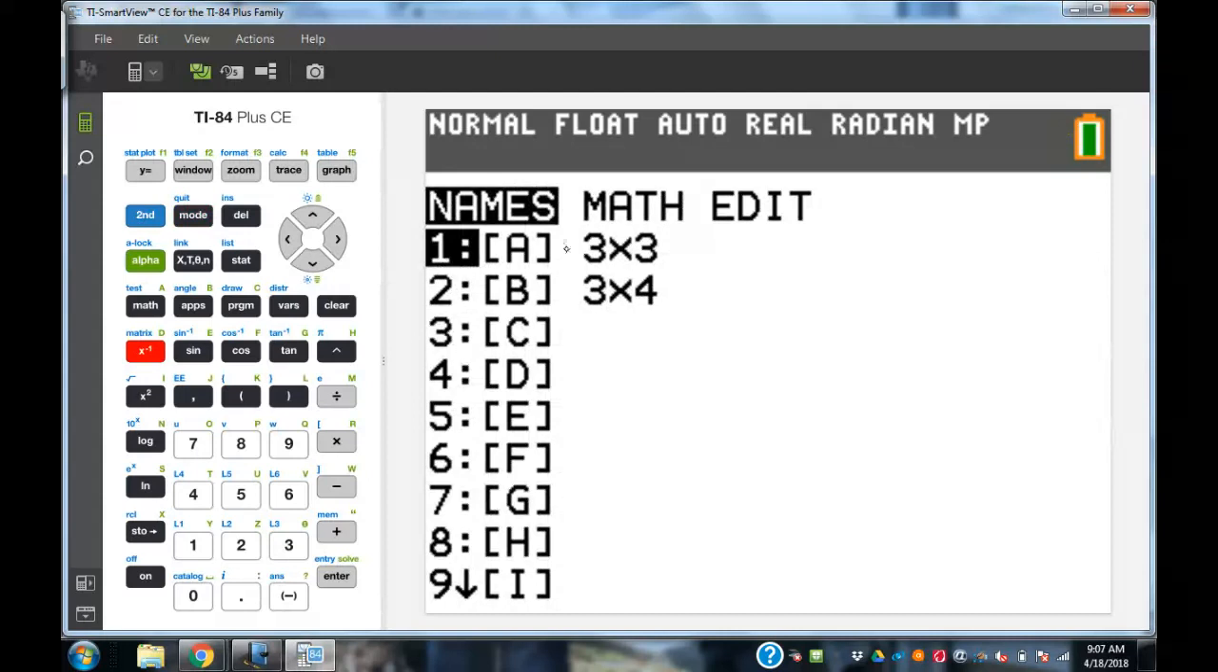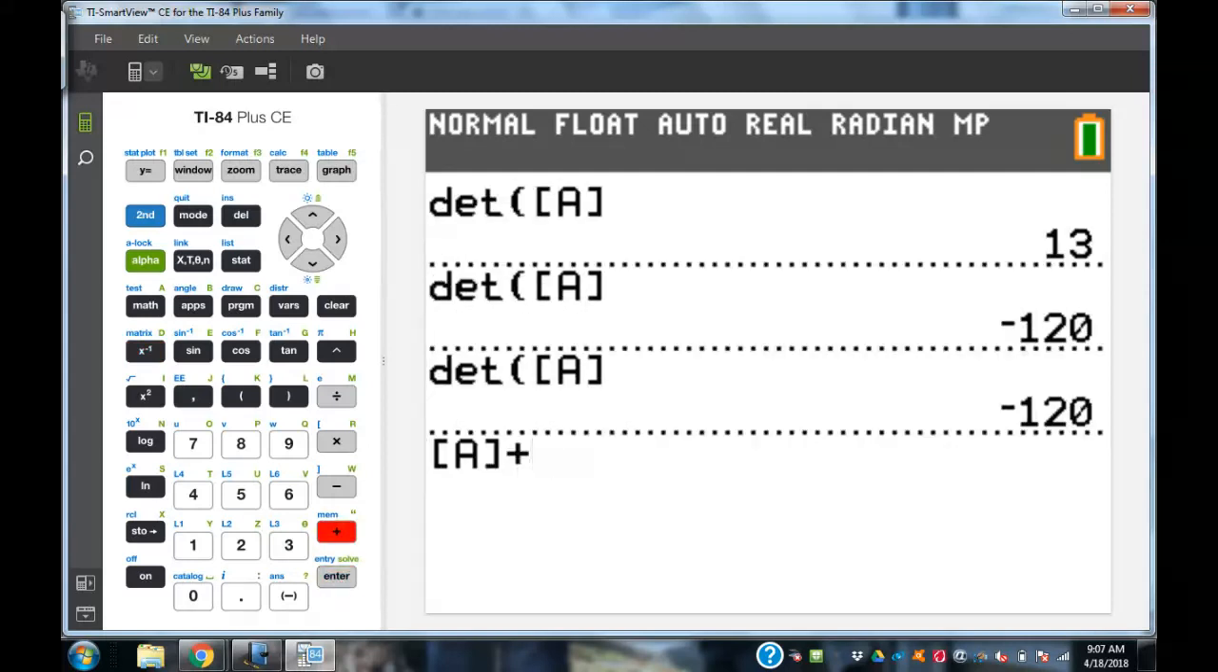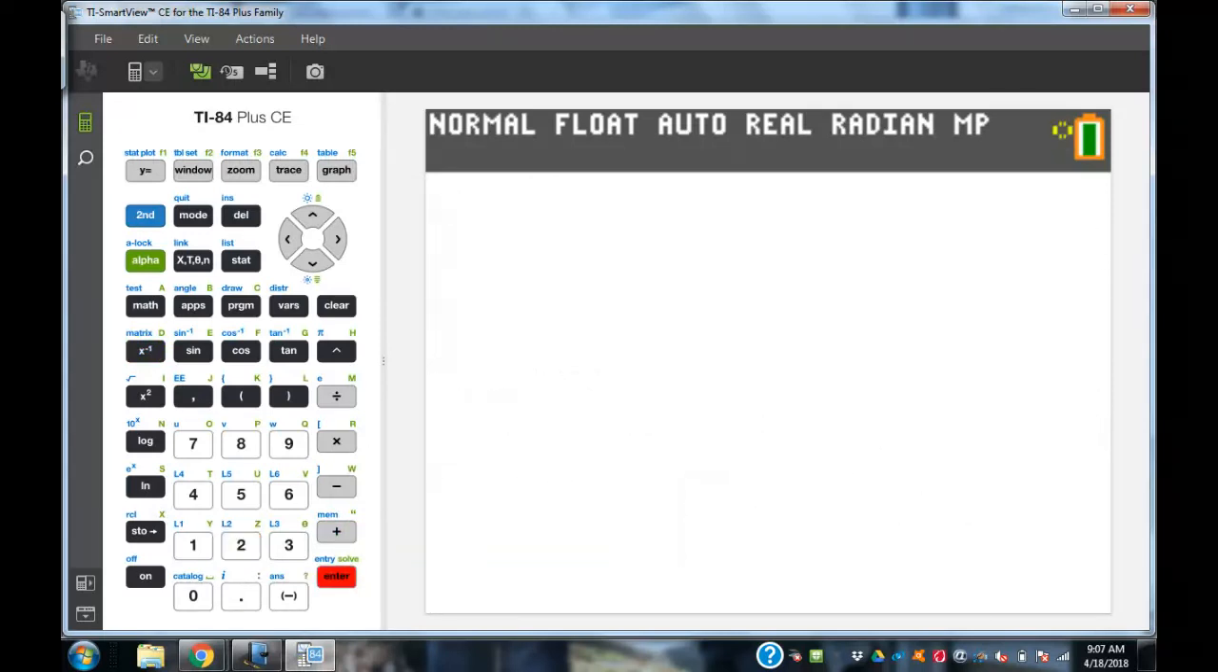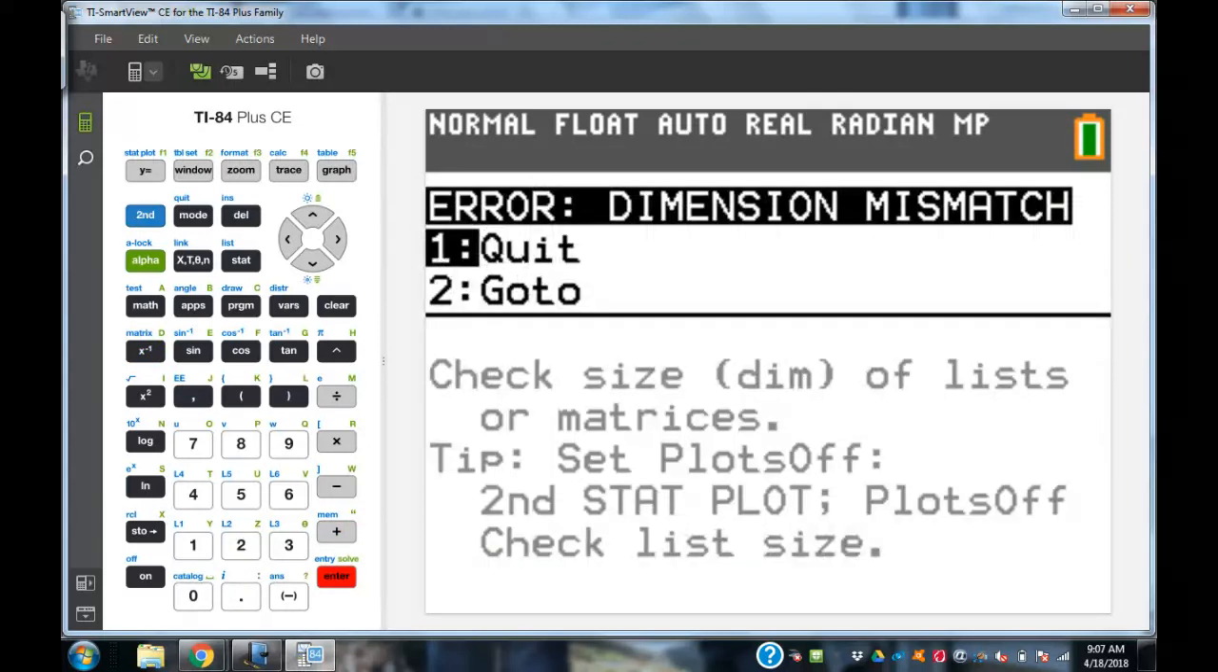Yeah, I got a 3 by 3 and a 3 by 4. They're not the same size. So if I take matrix A plus and then go get matrix B, I'll show you what error you get. It says error dimension mismatch. They're not the same size. You can't add things that are not the same size. That's what it's telling you.